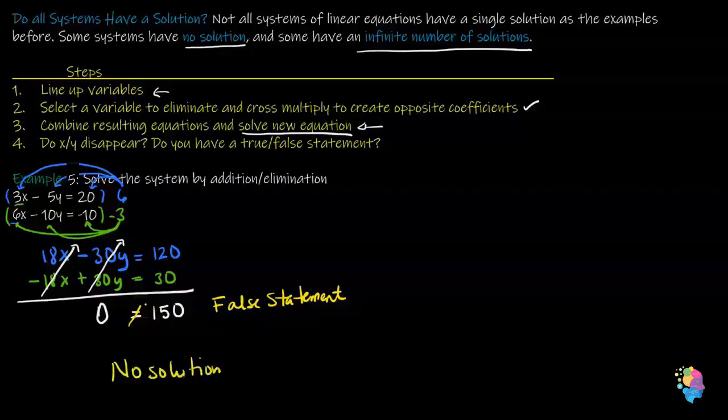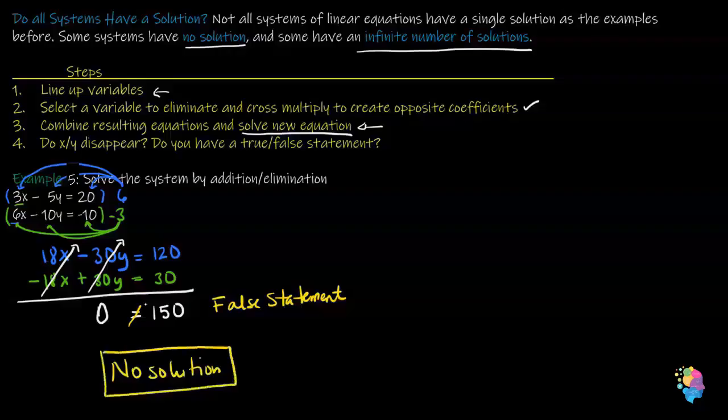I wasn't able to solve for the variable and I end up with a false statement. So this is no solution. What that means for us is if we were to graph these equations, they will be parallel. Let's try another example.